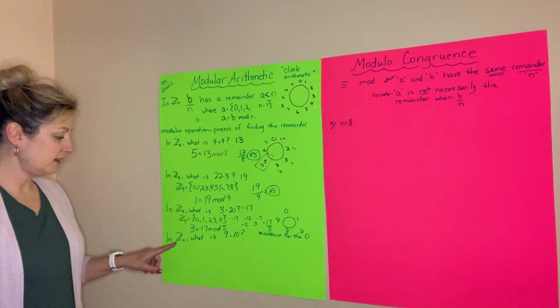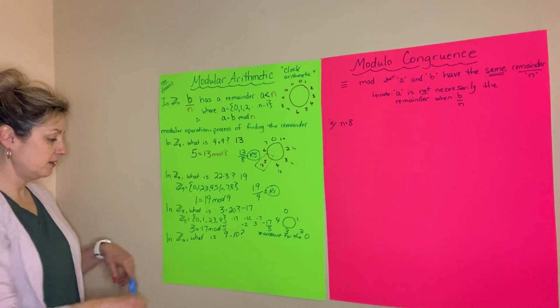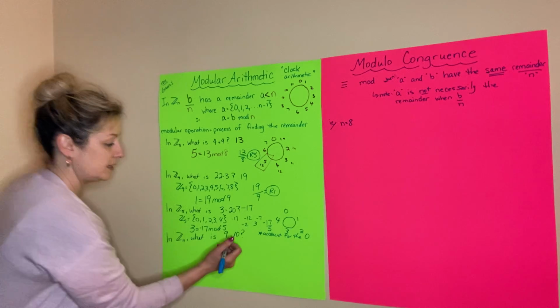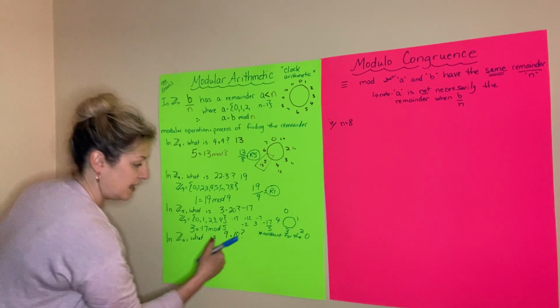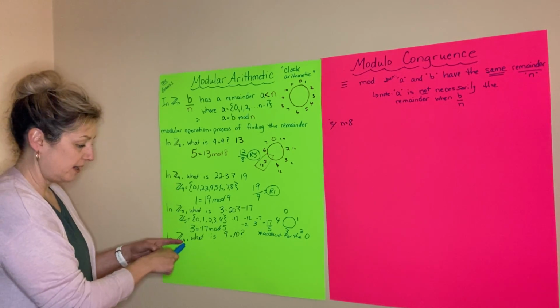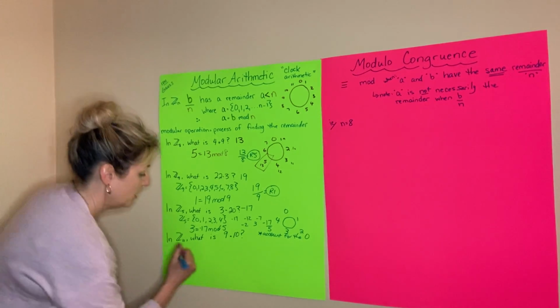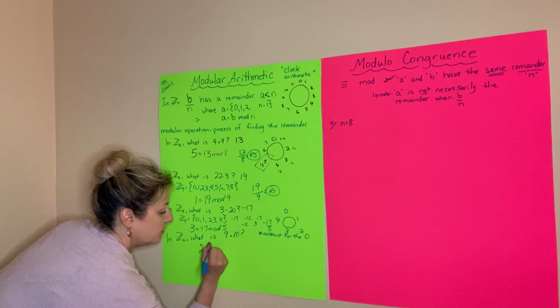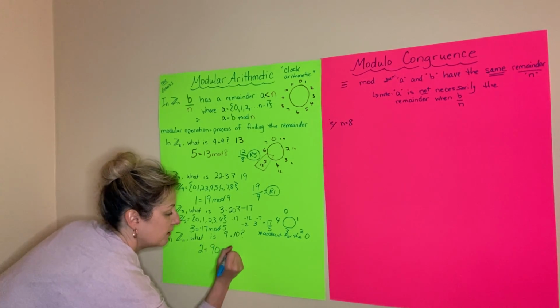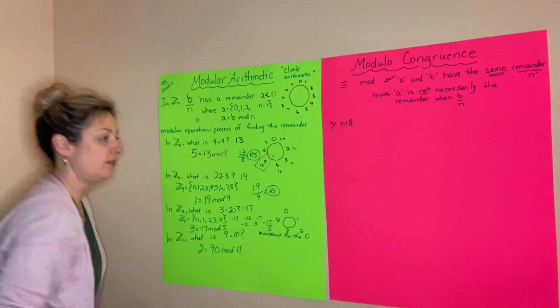Okay, so in Z sub 11, what is 9 times 10? So 9 times 10 is 90. Right off the bat, I know that multiples of 11 include 88, so there's a remainder of 2. So I know that 2 equals 90 mod 11.